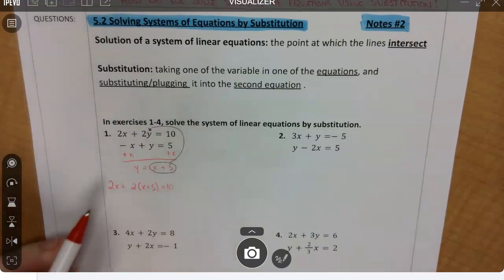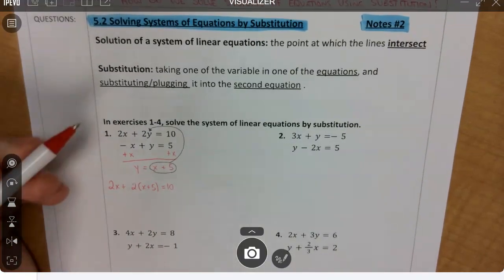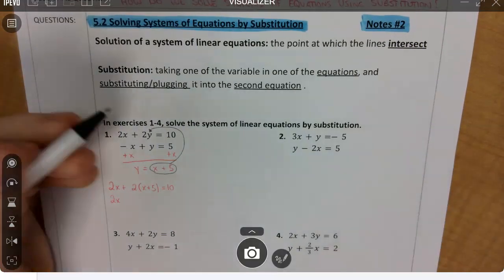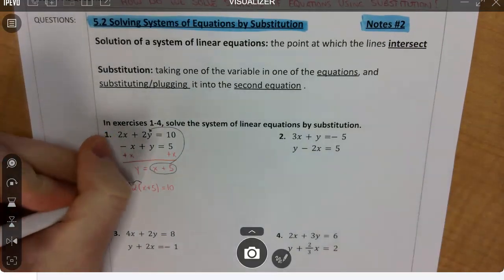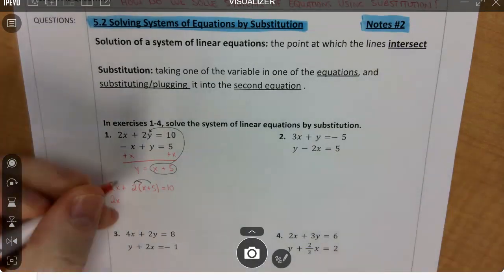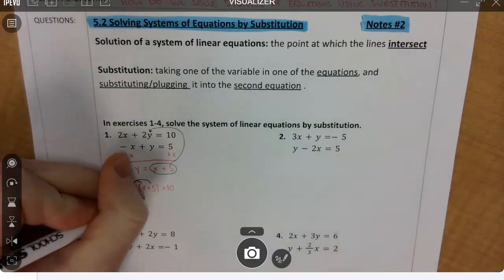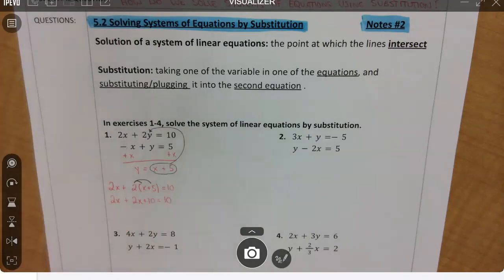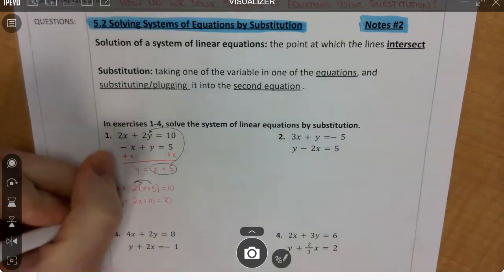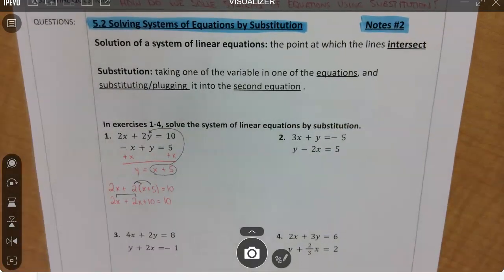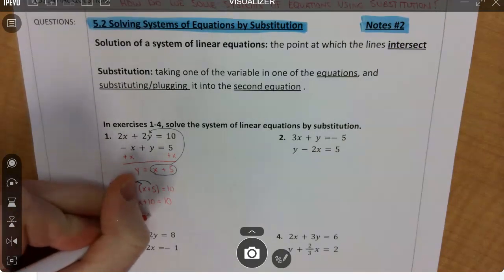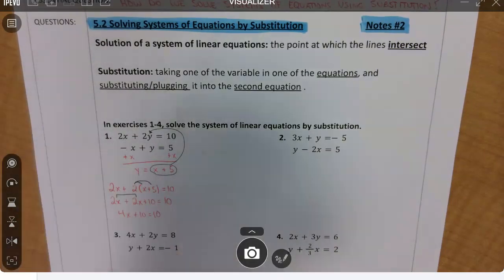And now I'm only working with x's, so I can quickly solve for x. So this is a 2x. I have my distributive property, 2 times x, and then 2 times 5. So that's going to give me 2x plus 10, and that is then equal to 10. And then I have like terms. I have a 2x and a 2x right there and there, and that gives me 4x plus 10 equals 10. Now you're like, wait a minute, why is there a 10 on both sides?